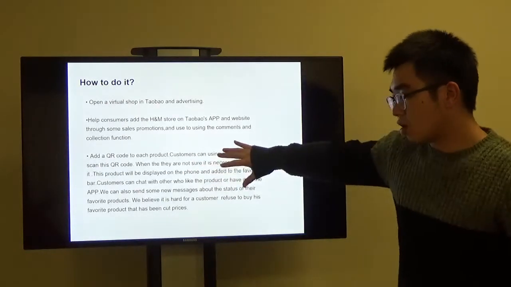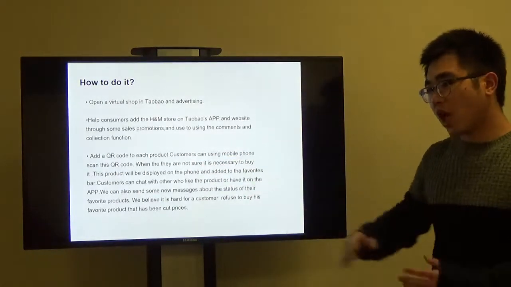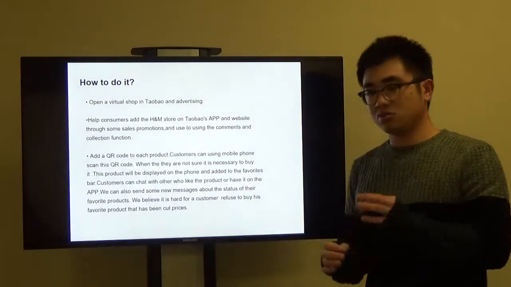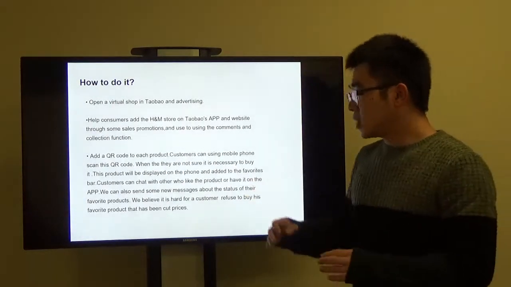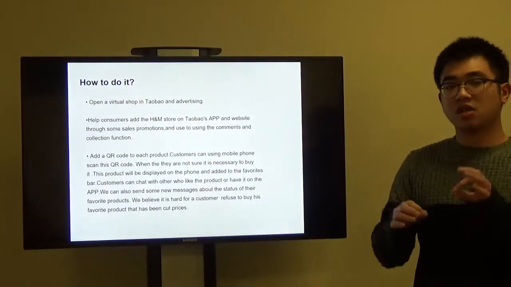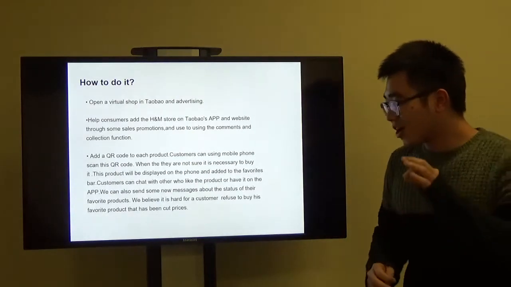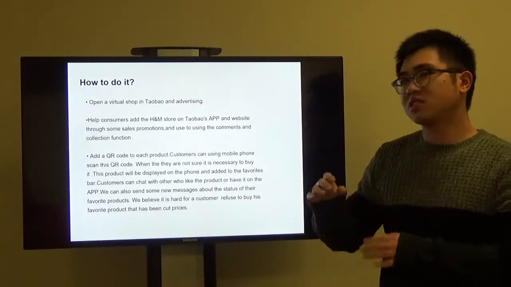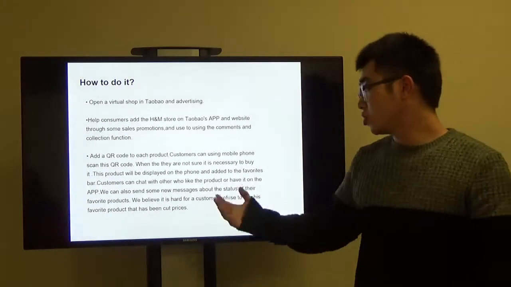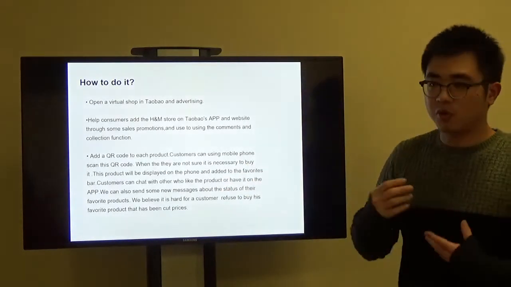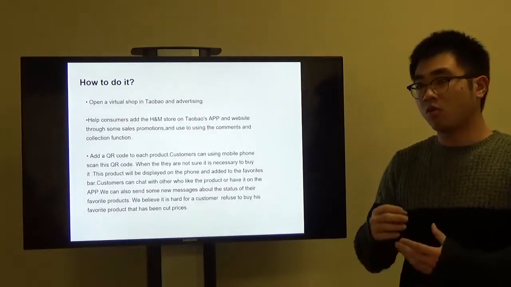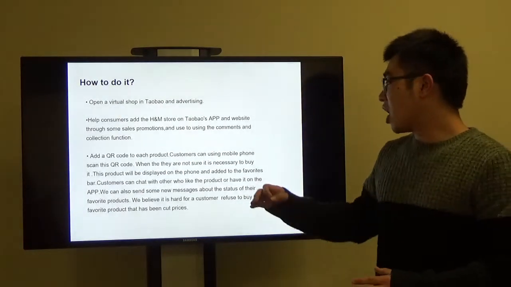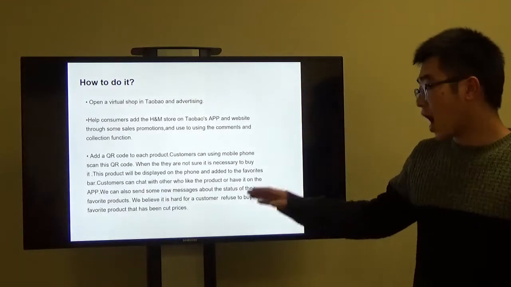This one is our main idea: add a QR code to each product. Customers can use their mobile phone to scan the QR code. When they are not sure whether it is necessary to get it or not, this product will be displayed in their phone or app, and then added to their favorite box.